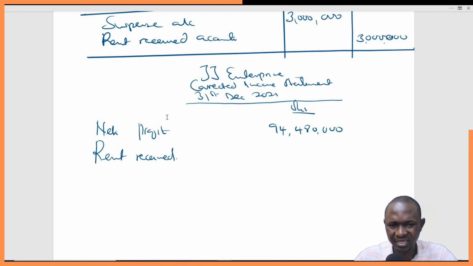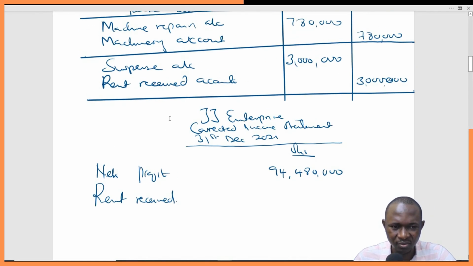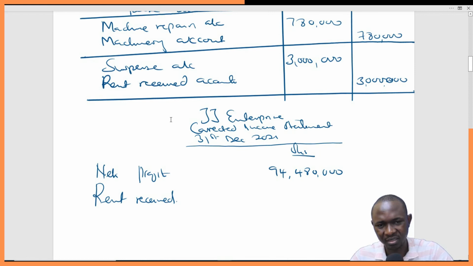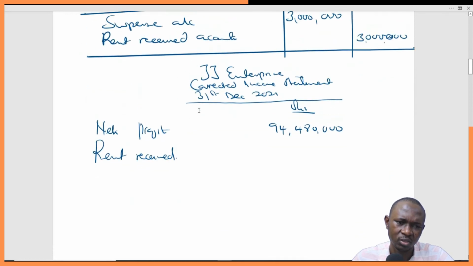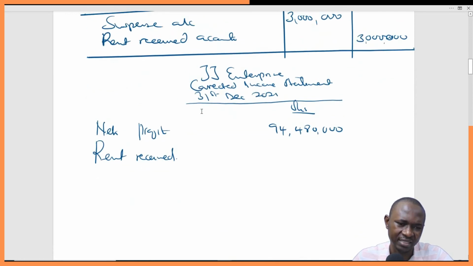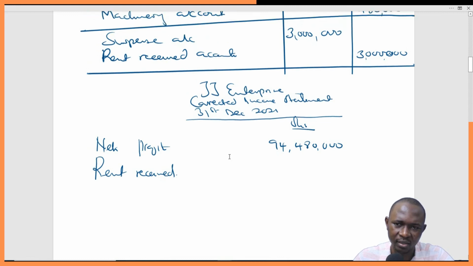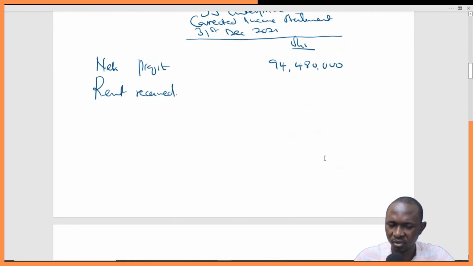Rent received. What is the effect of rent received? It has the effect of increasing the net profit, because normally what we do is gross profit plus rent plus incomes, and then we less the expenses. So if we have left an income out, it has the effect of reducing the net profit. Now that we are adding it back, it has the effect of increasing the net profit. So we say rent received, add it back.